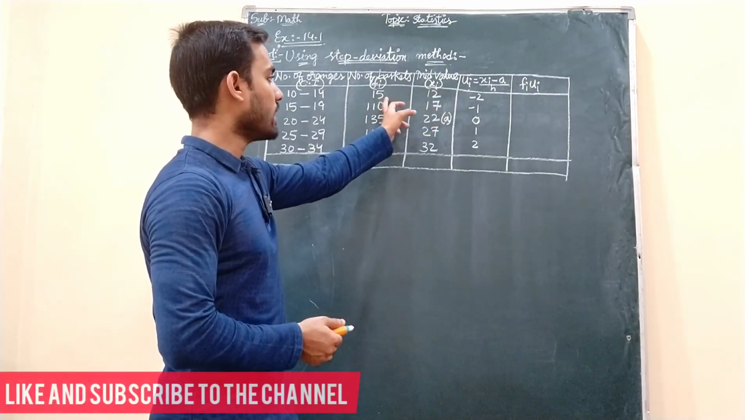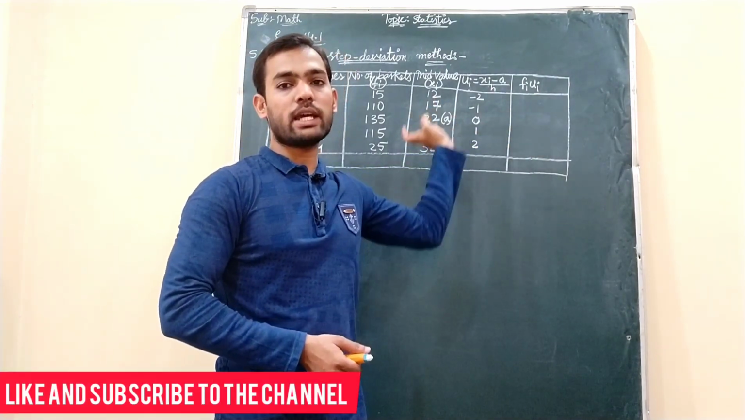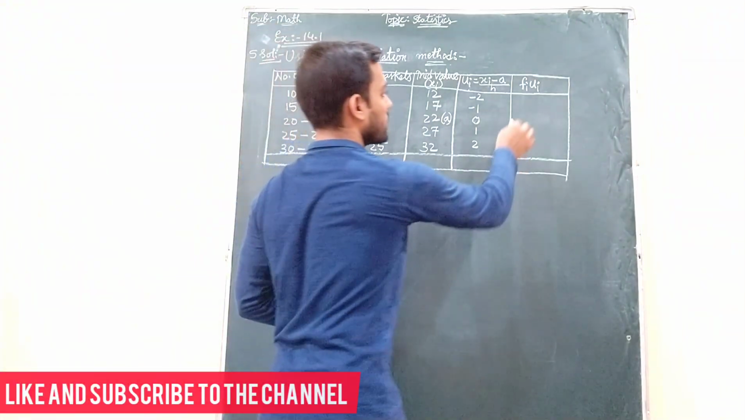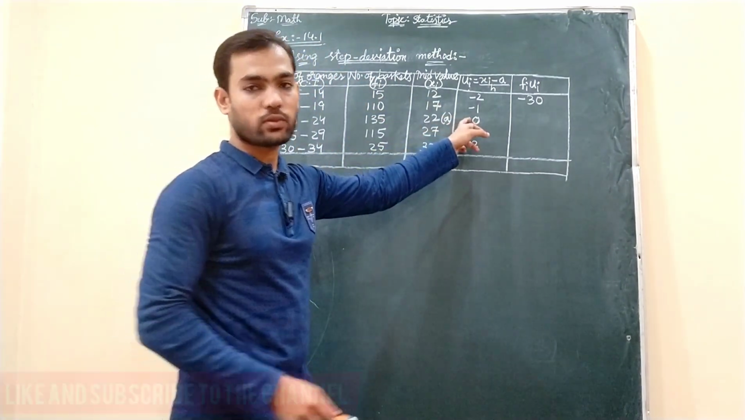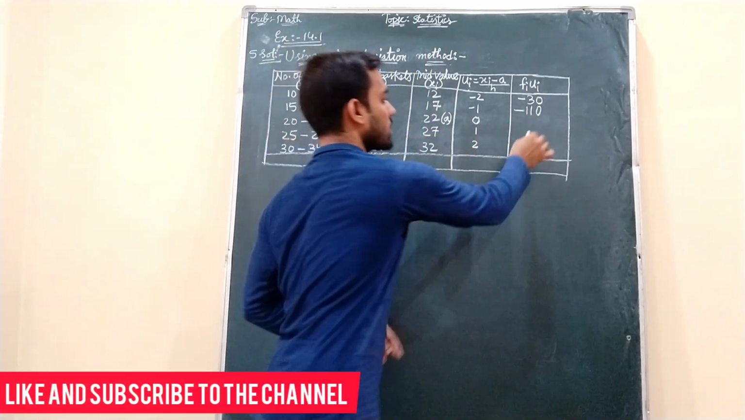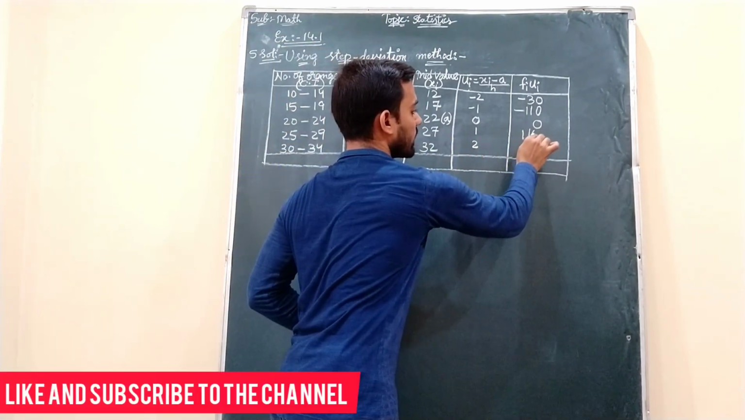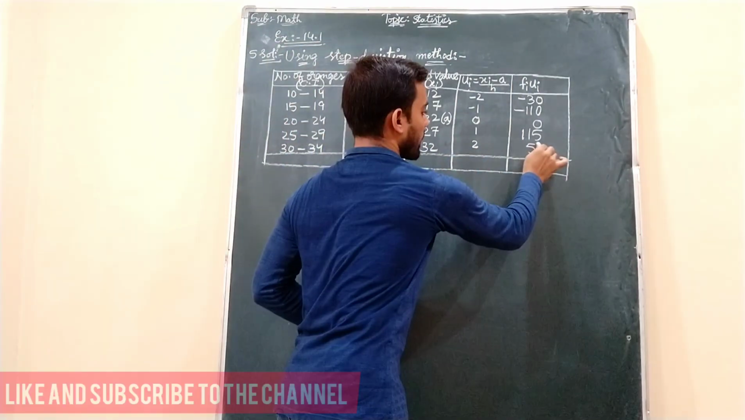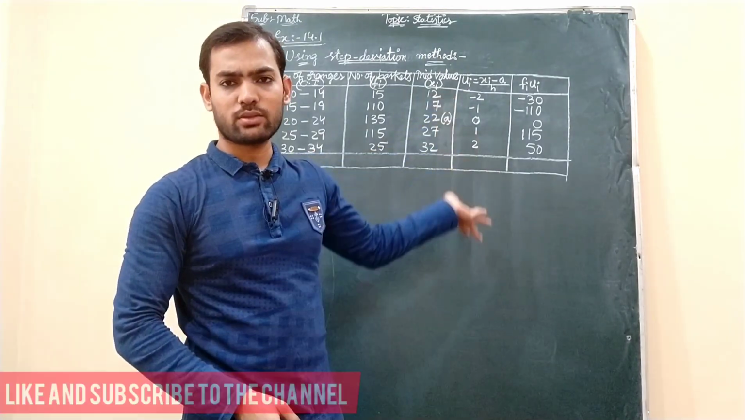So now Fi was already available, and just now we got Ui values also. So for Fi Ui we will multiply Fi and Ui. 15 twos are 15 into minus 2 actually. So this is minus 30. Then 110 into minus 1 will be minus 110. Then 135 zeros are 0. 115 ones are 115. Then 25 twos are 50. Easy, no guys? Easily you can multiply. You will get 1, 2, 3, 1, 2, 3 like these numbers only.